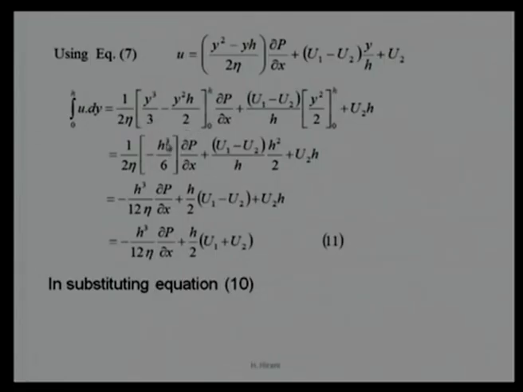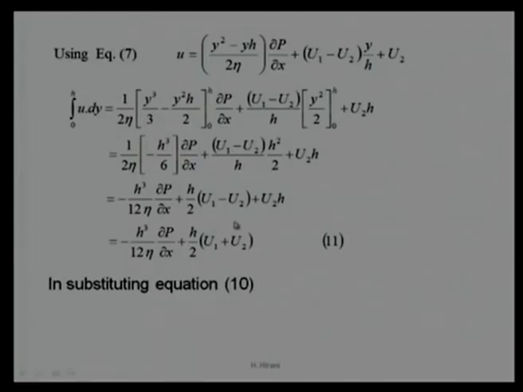When we substitute this, what we get from this overall term is minus h cube by 6, while from this it will turn out to be h square by 2, and this third term is u2 into h. Rearranging this equation in a more systematic manner, the first term is the pressure term, minus h cube by 12 eta times the pressure gradient, plus a term related to h and the relative velocity, and last comes the absolute velocity of the lower plate. Further, we can rearrange this term, and overall we get equation number 11.